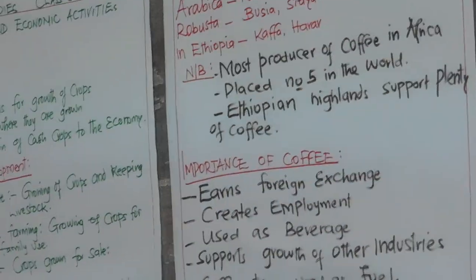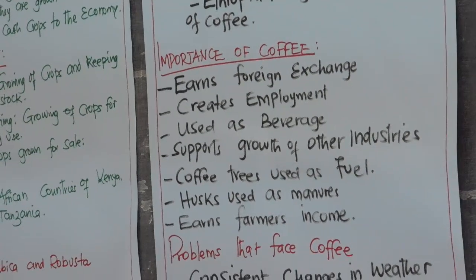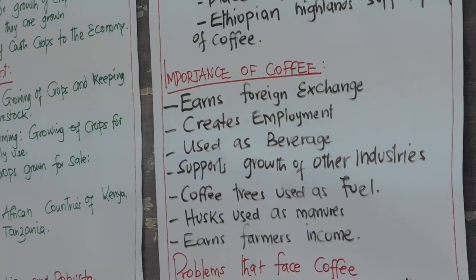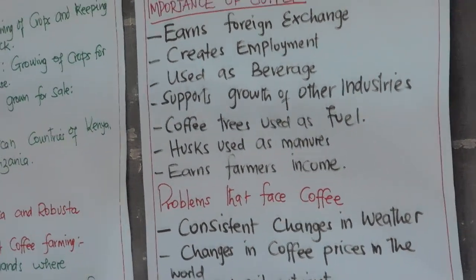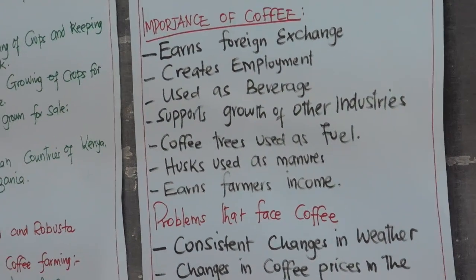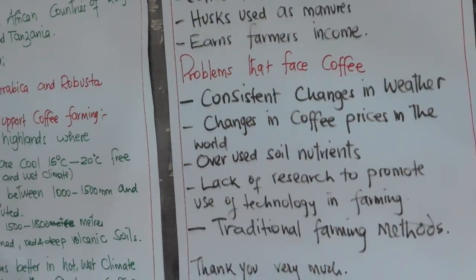We also looked at the importance of coffee to the society, to the country, and to a farmer as an individual, because farmers earn income through coffee growing. Besides, we have also tackled the problems that face coffee growing. Next lesson, as we prepare, we'll be dealing with maize growing in Kenya and Tanzania.